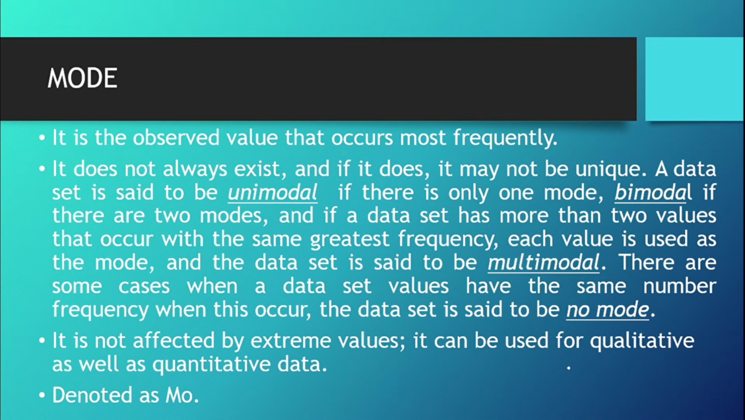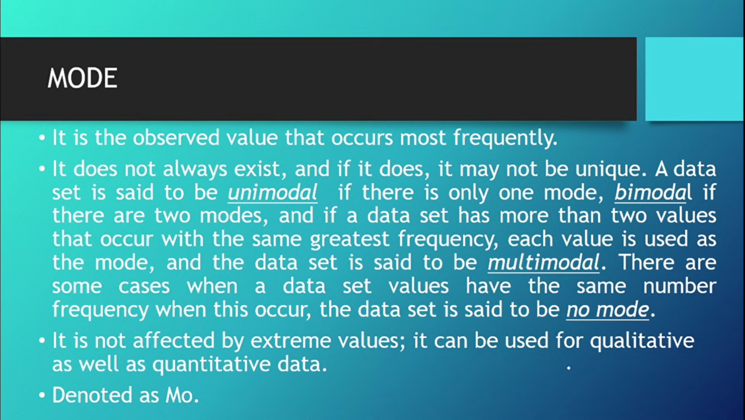Next, we have the mode. Okay, mode is the observed value that occurs most frequently. It does not always exist, and if it does, it may not be unique. A data set is said to be unimodal if there is only one mode, and bimodal if there are 2 modes, and if a data set has more than 2 values that occur with the same greatest frequency, each value is used as the mode. And the data set is said to be multimodal when it has more than 2.